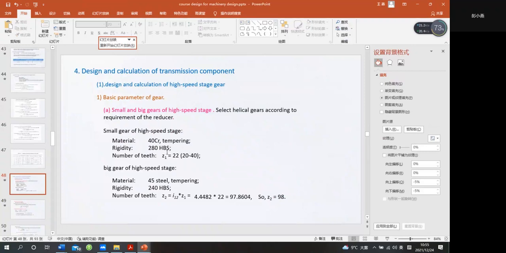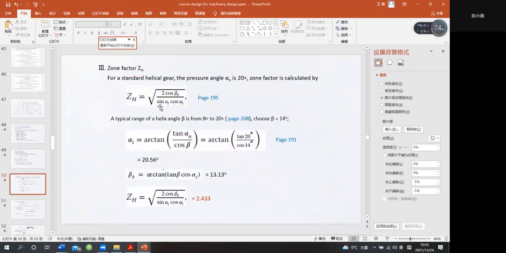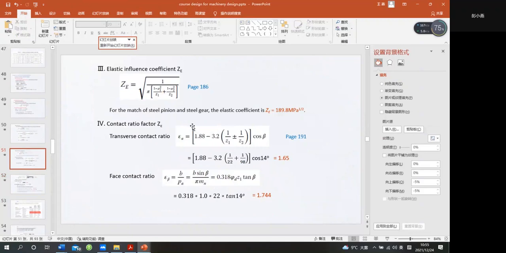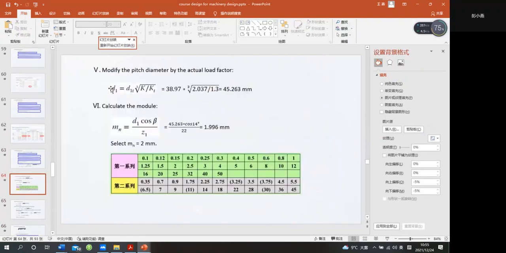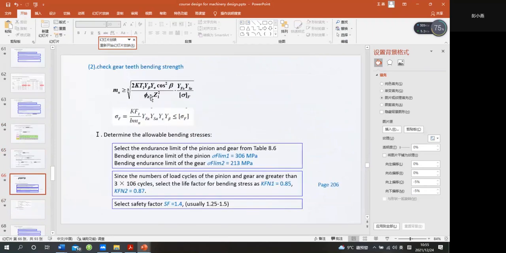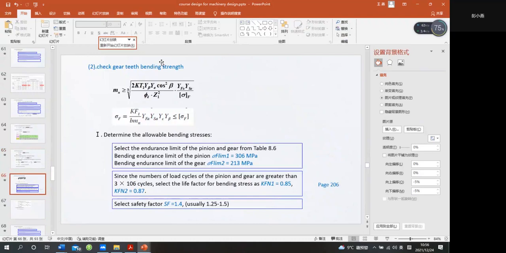And then you use the speed ratio to calculate Z2, and then you use the contact stress to design. You should calculate the values of all the factors. I have it in the PPT, you can know how to calculate all the values. And then you should modify the minimal diameter choice. You first use the load factor to modify, and then use the modified helical angle to modify D1, and then use bending stress to check, and you also need to calculate all the values of these factors.